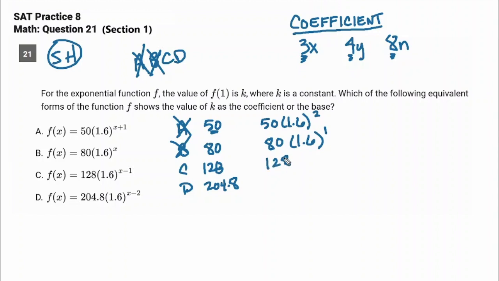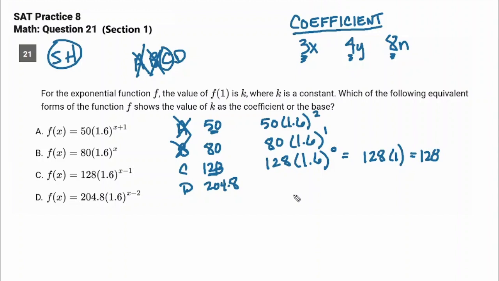128 times 1.6 to the x minus 1, to the 1 minus 1. What's that? 0. All right, this is interesting. There's a rule here that you've got to commit to memory and know. Anything to the 0 power is 1. So what is 1.6 to the 0 power? It's 1. So all of this is just 128. So when we did the function, do we end up with the coefficient? We do. So C is the answer.